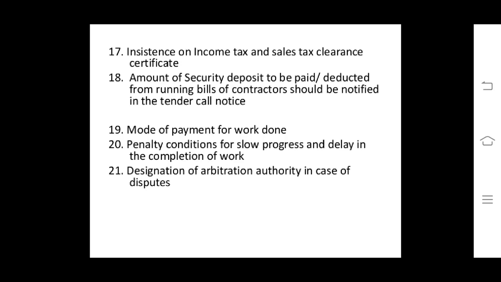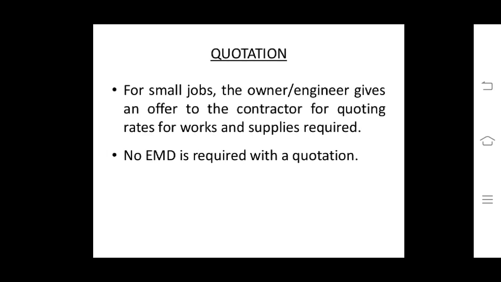Insistence on income tax and sales tax clearance certificate. Amount of security deposit to be paid or deducted from running bills of contract should be notified in the tender call notice. The next item needed is the mode of payment for work done. Penalty conditions for slow progress and delay in completion of work are also mentioned, and the designation of arbitration authority in case of dispute between owner and contractor or department and contractor.